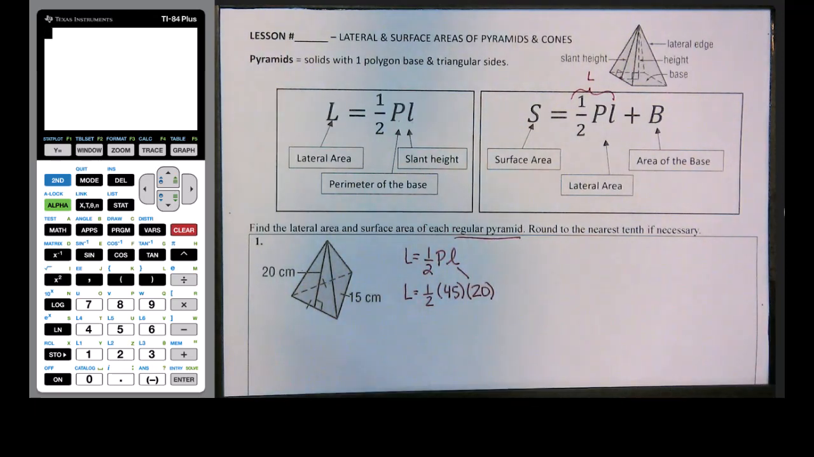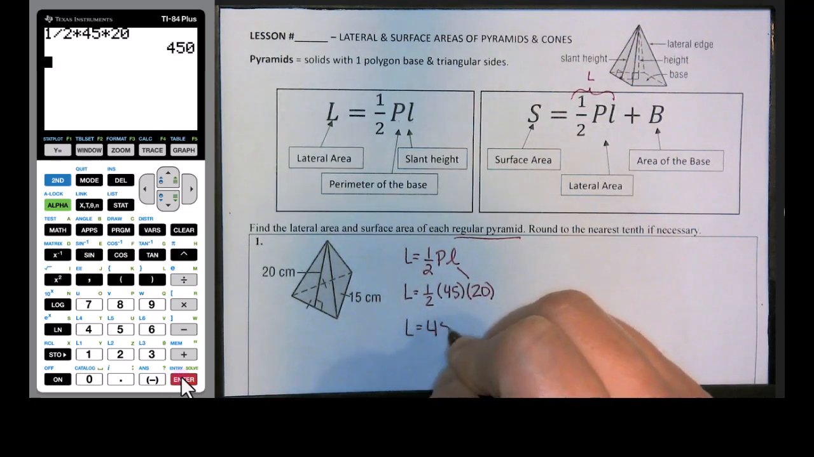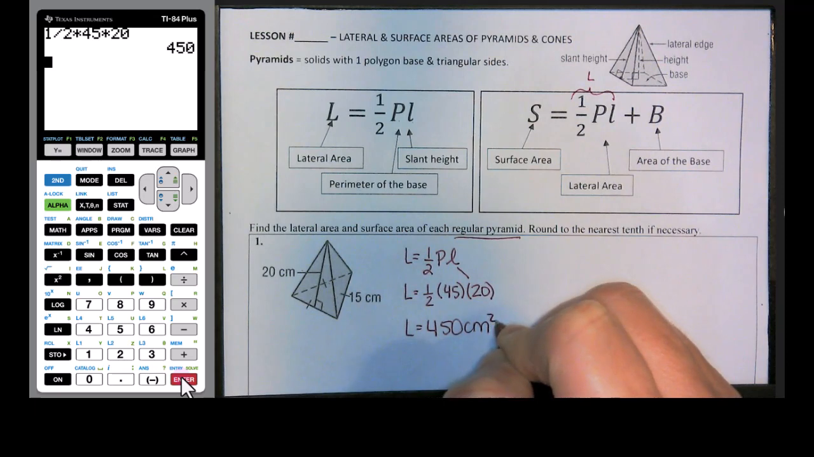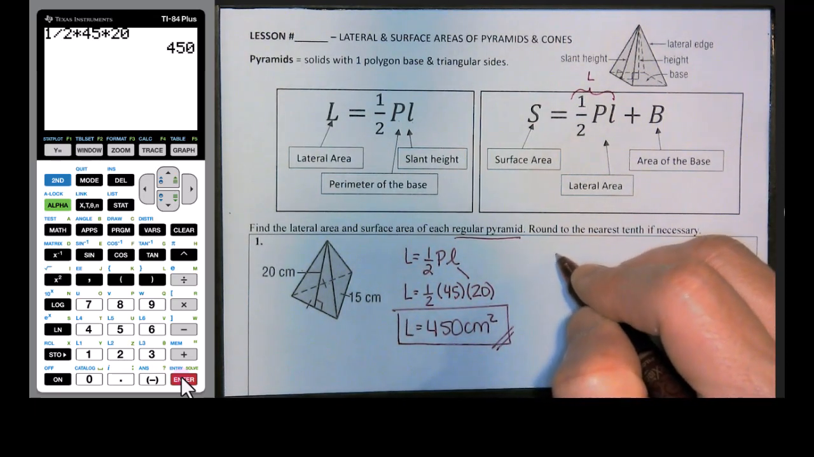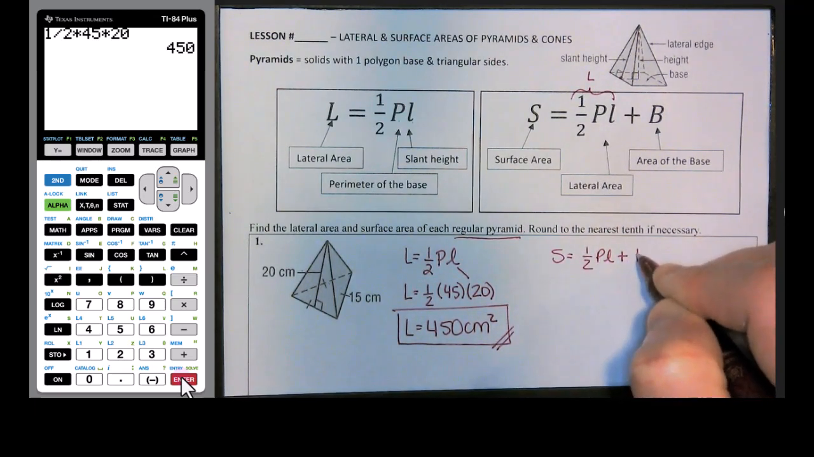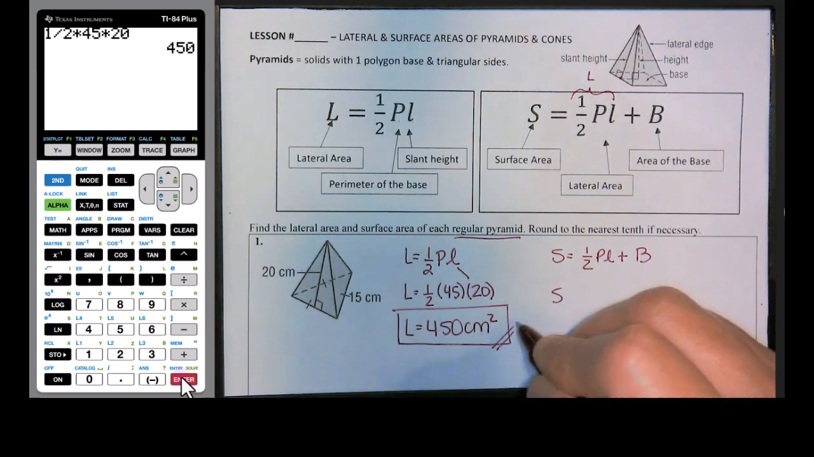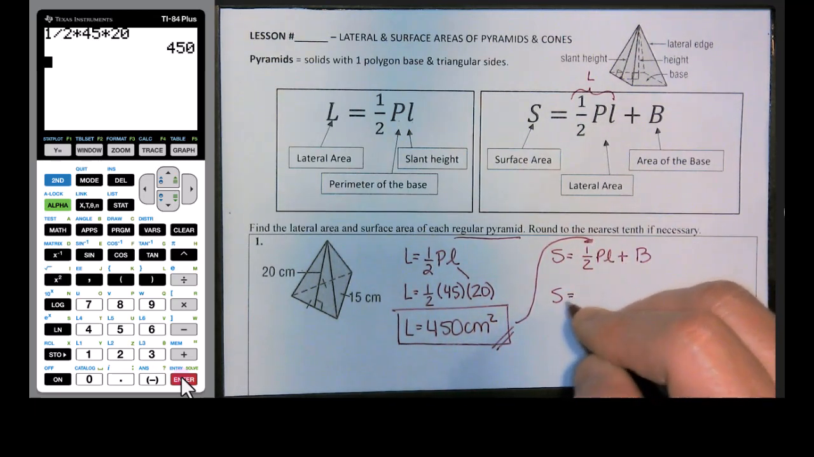So now we punch that in the calculator. We have 1 divided by 2 times 45 times 20, and we get 450. So the lateral area is 450 centimeters squared. Our next job is to find the surface area, which is 1/2 perimeter times slant height plus one area of the base. Now, just like when we did prisms and cylinders, this here is the lateral area, so we already have that information.